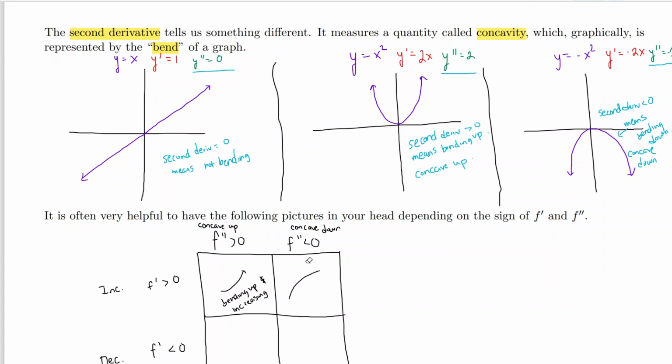So this is the picture you kind of want to have in your head when you're looking at an increasing but concave down. So it's bending down, but it's still increasing. Let me actually just spell out increasing for simplicity.